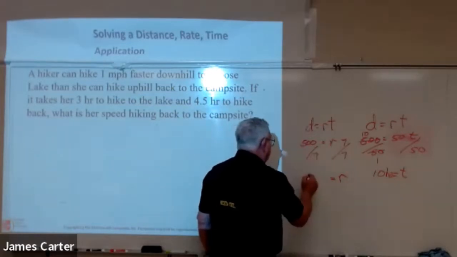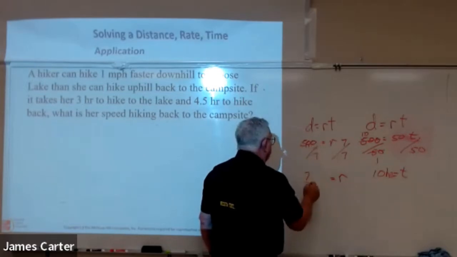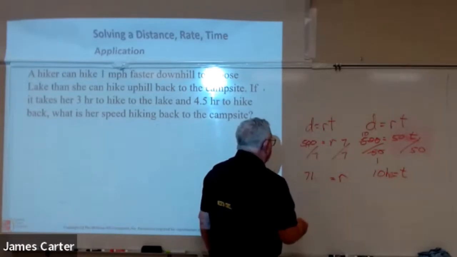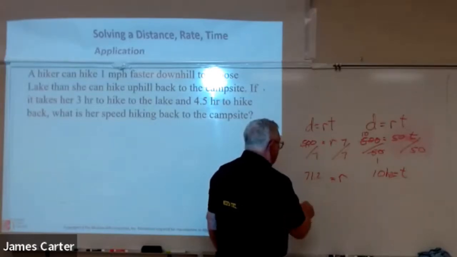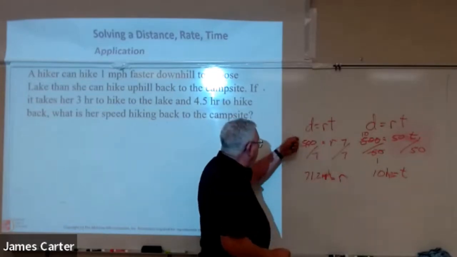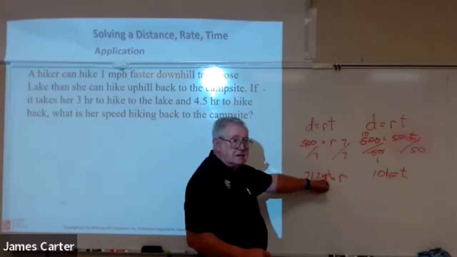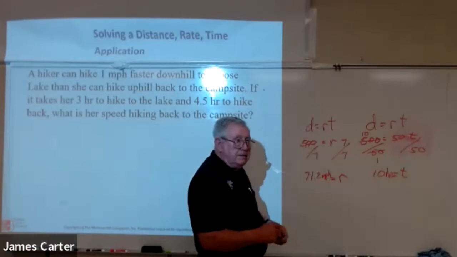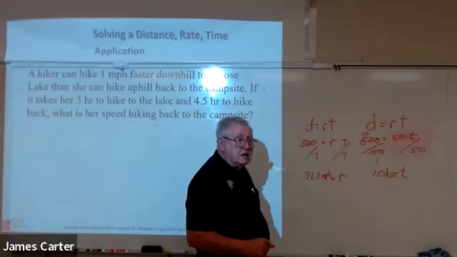So 7 goes into 50 7 times, that's 49. 1 remainder, 7 goes into 10 once. In this case, 3 remainder, and it's going to actually be 71.4 miles per hour. We're taking miles dividing by hours. That's what MPH means. Okay? So, you see, we can use this formula in different ways.